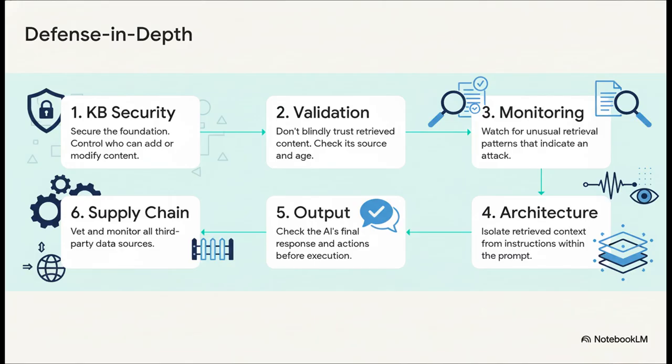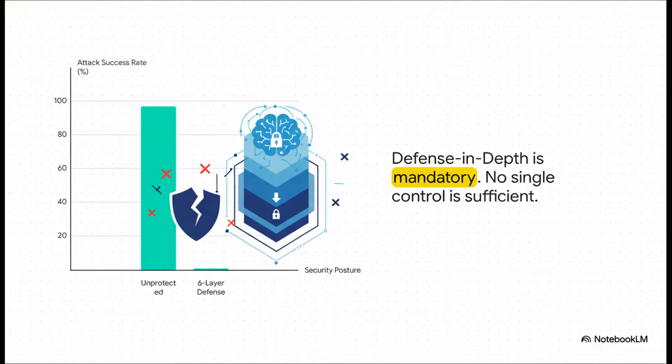It all starts with the foundation, knowledge-based security. That means locking down who can write data in the first place. But you can't stop there. You need to validate what's being retrieved, checking its source and trust level. You need to monitor for weird query patterns that could signal an attack. You need to build architectural controls that basically create a sandbox, keeping retrieved data separate from your core instructions. And then, at the very end, you need output validation as a final checkpoint to make sure the AI's response is safe before it ever reaches the user. It's about layers.